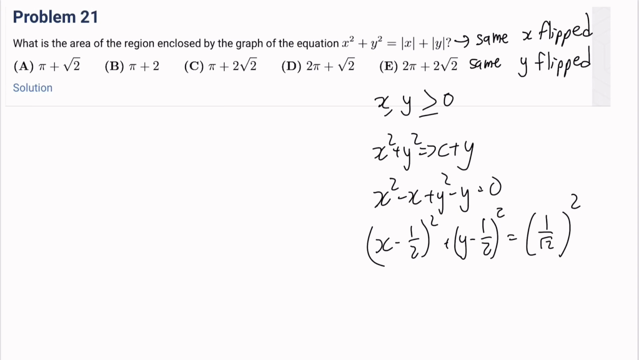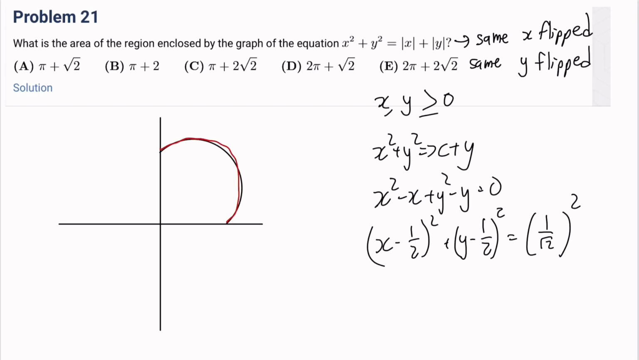And so if we draw this in a coordinate plane, it will look something like this. So this will be the graph for this equation when x and y are greater than or equal to 0, right? But then we said that it's the same when x is flipped and the same when y is flipped, right? And so what that means is we will have the same semicircle over here and over here and over here, right? And so if we draw that a little better, this is what it will look like.